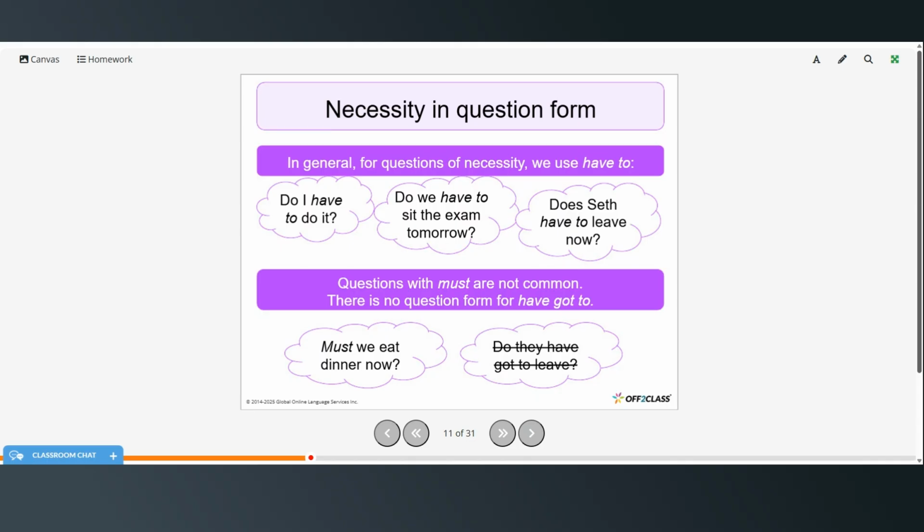In general, for questions of necessity, we use have to. So do I have to do it? Do we have to sit the exam tomorrow? Does Seth have to leave now?